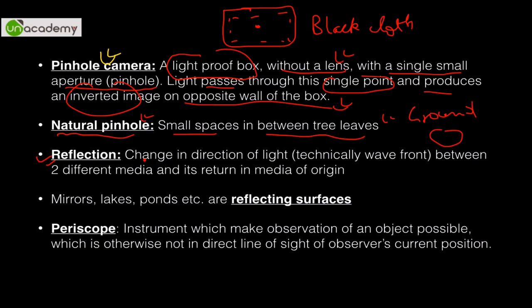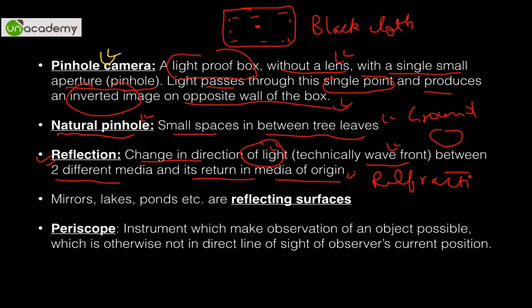Now reflection is change in direction of light, according to the book, but technically it's the wavefront because sound also reflects and all. So it is the change in the direction of light or wavefront between two different media, but the thing is the light should return to the original media. If that did not happen, then it is called refraction. If it went into the other media, that is called refraction. So mirrors, lakes, ponds, they are all reflecting surfaces.